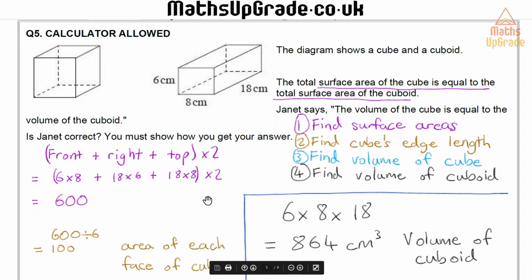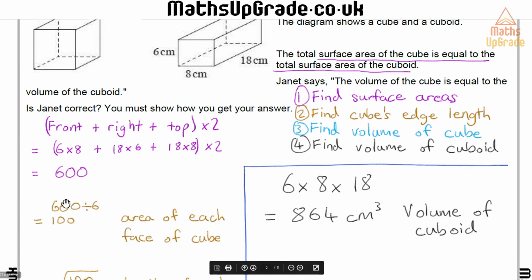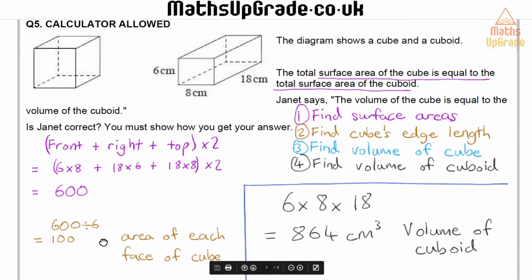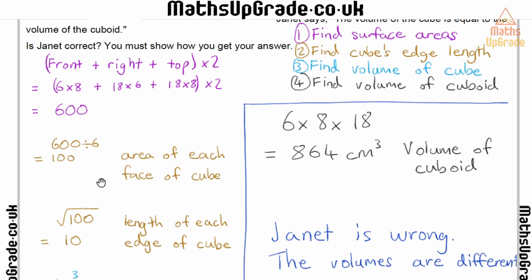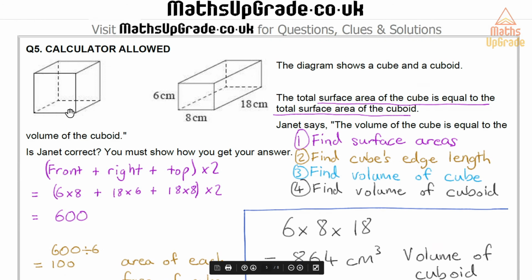Part 2, I'm going to find the edge length of the cube. Since I know the surface area of that cube, I can find the edge length. First of all, the total surface area is the area of all the faces. Since there are 6 identical faces, I can find the area of each face by just dividing this by 6. That gives me 100. Then, since each face is a square and I know the area of each square is 100, I can square root this to give the length of each edge. So square rooting 100 gives me 10. So this edge is 10, that edge is 10, and that edge is 10.